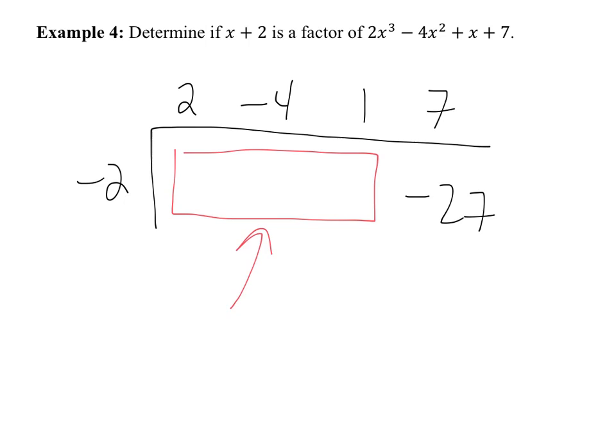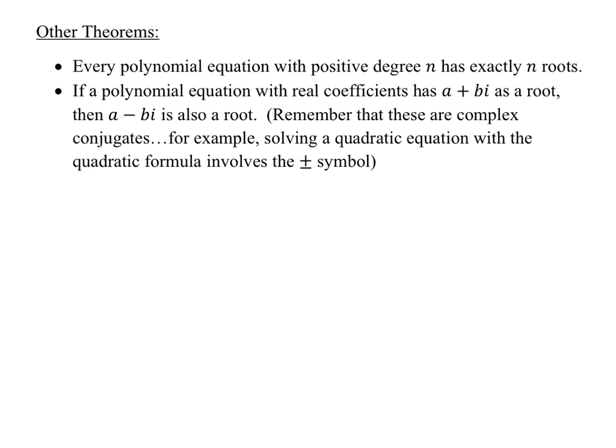Okay? I'm going to just go through. Roy, why don't you read the first one for us? Every polynomial equation with positive degree n has exactly n roots. And we've talked about this already, but this is one of the theorems that 8.6 covers, and we've done so much, I don't even actually go through it. If it's x to the third, you can get 3 roots. If it's x to the fourth, you can get 4 roots, etc., etc., etc.